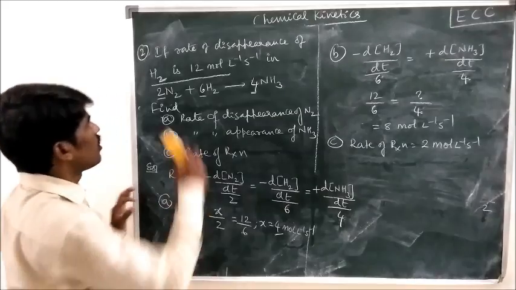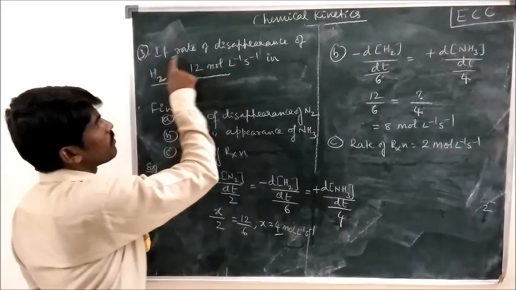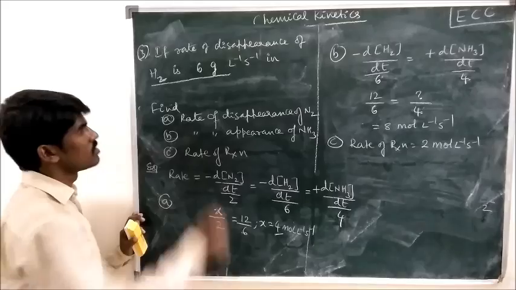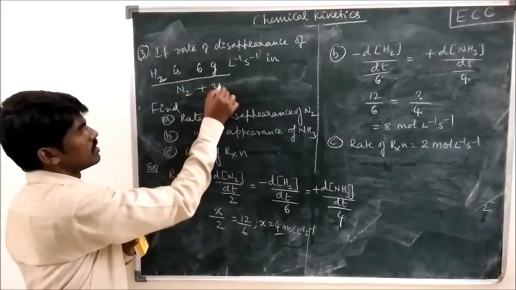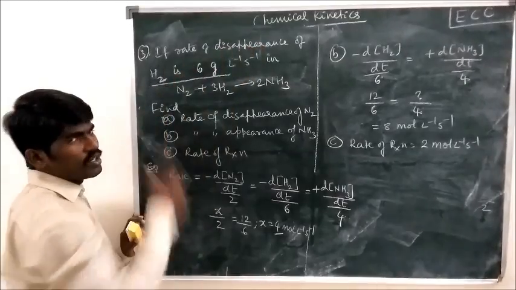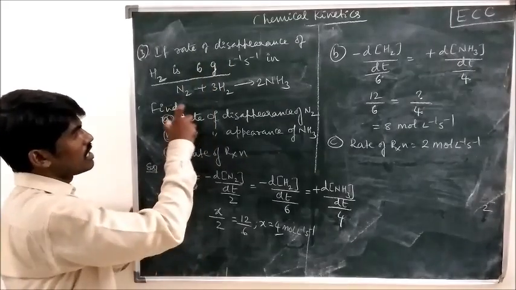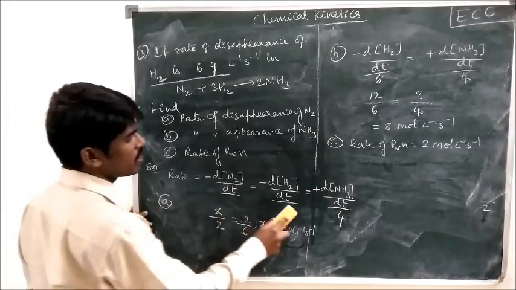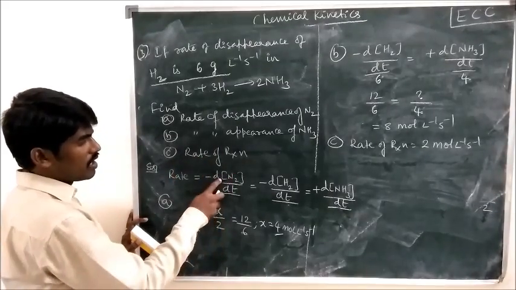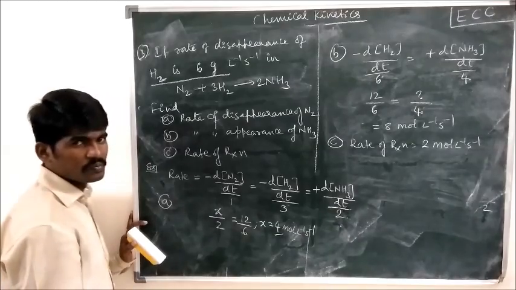Right. Now another way of asking the question. Question number 3, the third question we are solving. If the rate of disappearance of hydrogen is, I am changing this question, 6 gram liter inverse second inverse in N2 + 3H2 giving rise to 2NH3. In this reaction, the rate of disappearance of hydrogen is given, but not in mole liter inverse second inverse. They have given it in gram liter inverse second inverse. What are they asking you to calculate? Find the rate of disappearance of nitrogen as well as the rate of appearance of ammonia and the rate of reaction. Expression, how will you write? d[N2]/dt, stoichiometric coefficient is 1, for hydrogen the stoichiometric coefficient is 3, for ammonia the stoichiometric coefficient is 2.